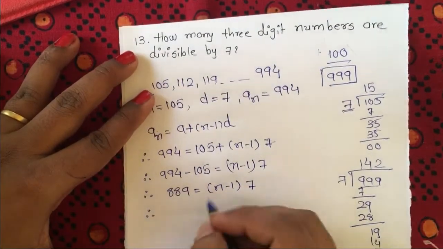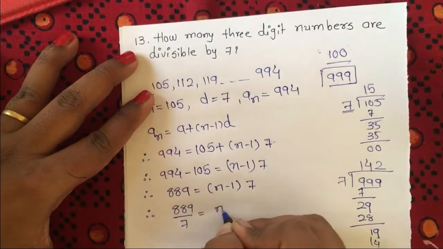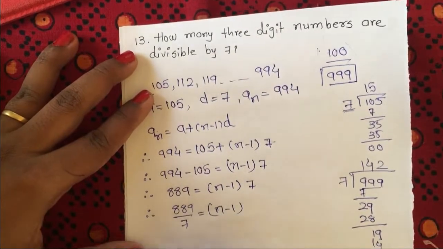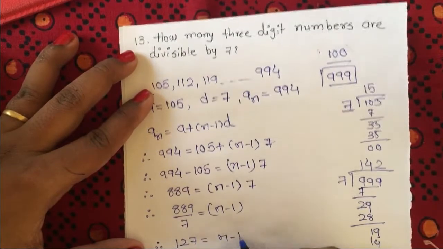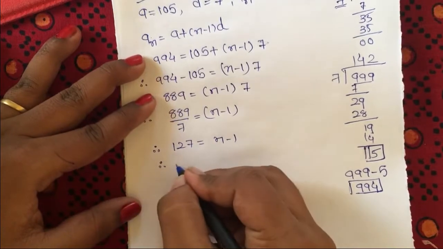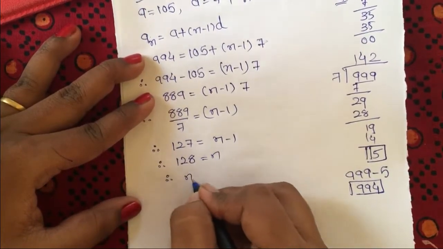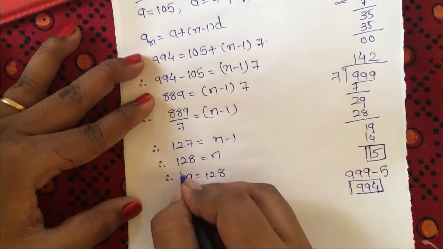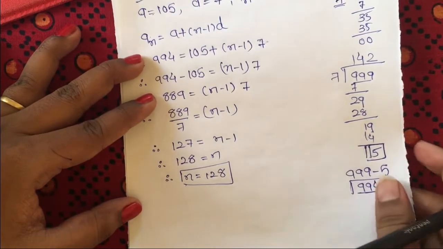So therefore 889 divided by 7 is equal to n minus 1. Okay, so therefore 127 is equal to n minus 1. So therefore 128 is equal to n. Therefore n is equal to 128. So therefore there are 128 3-digit numbers divisible by 7. Okay, so let's just move on.